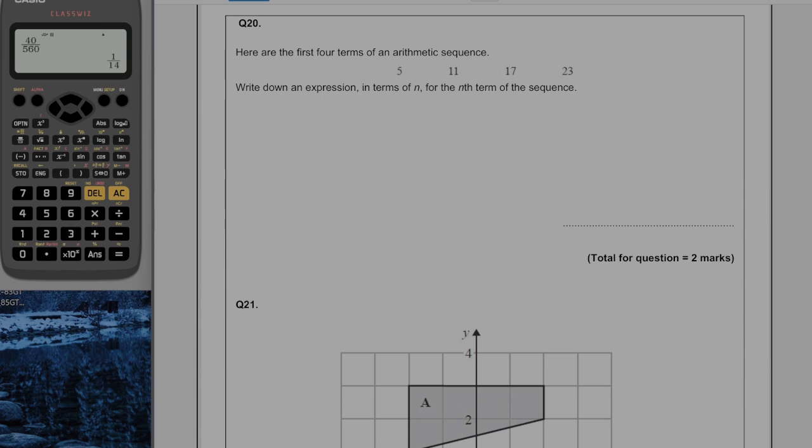Right, question 20. Here are the first 4 terms of an arithmetic sequence. Write down an expression for the nth term. So we've got a common difference here of 6, which means that my sequence must start with a 6n. And then we talk about what do we need to do to 6 to get to the first term. We would need to subtract 1.